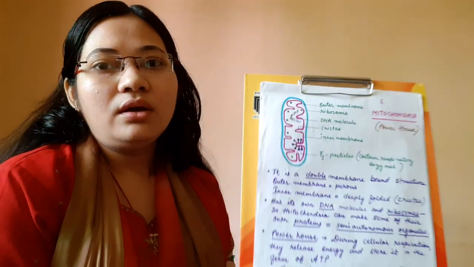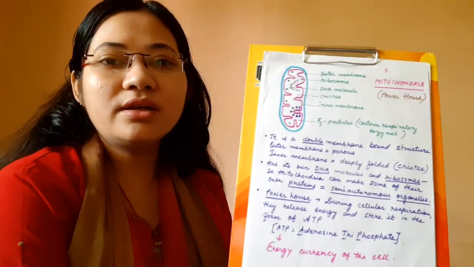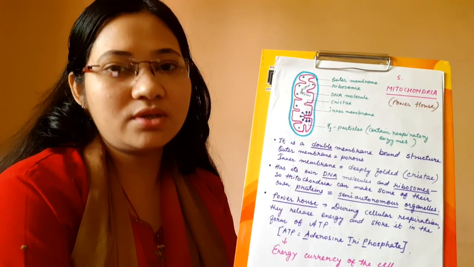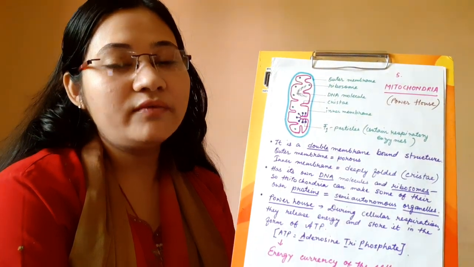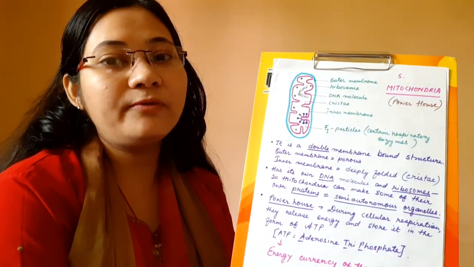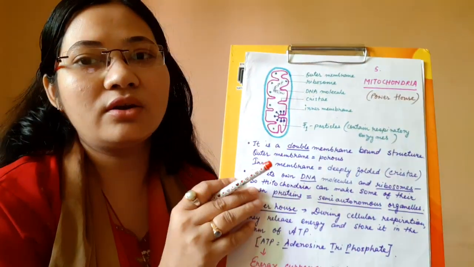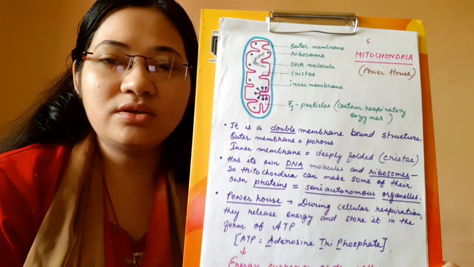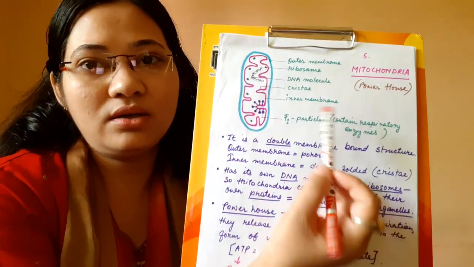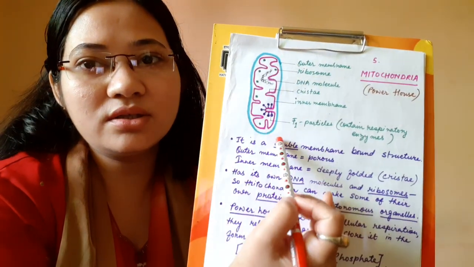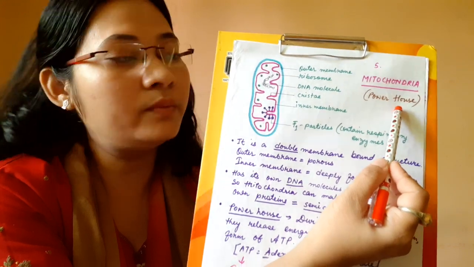Now in our previous video we read that cell organelles are special types of structures present in the cell, which are concerned with definite functions. So mitochondria is our next cell organelle. Mitochondria is also called the powerhouse of the cell. Okay, so this is the structure of mitochondria.